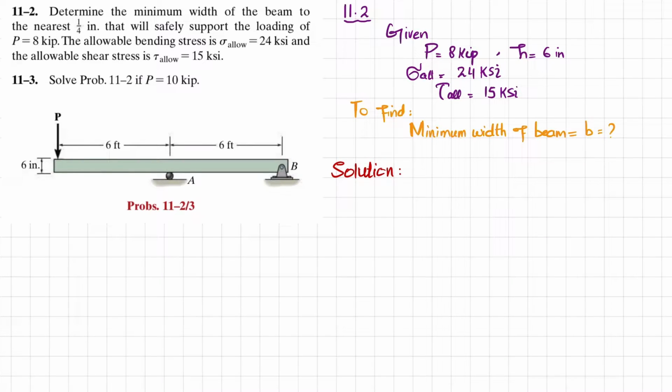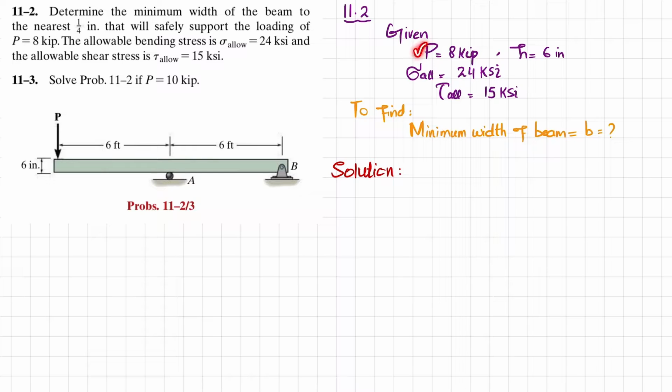Welcome back. Problem 11-2. The statement is: determine the minimum width of the beam to the nearest 1/4 inch that will safely support the loading of 8 kips. The allowable bending stress is 24 ksi and the allowable shearing stress is 15 ksi.